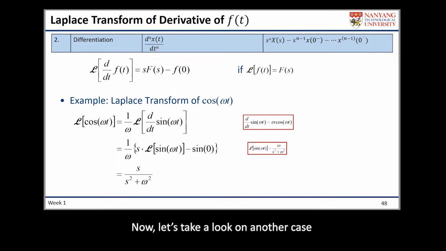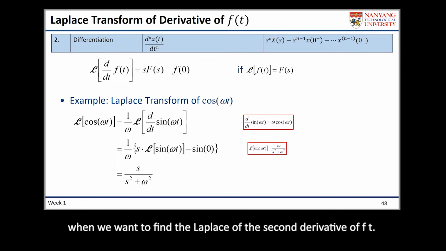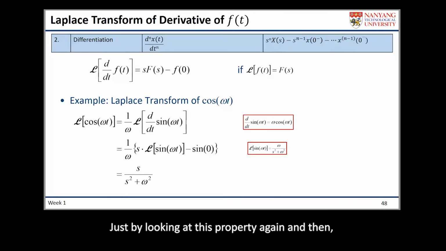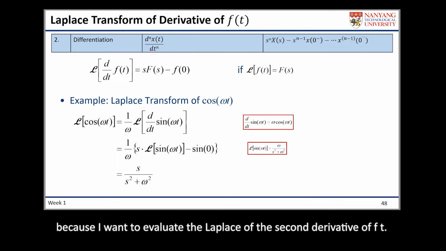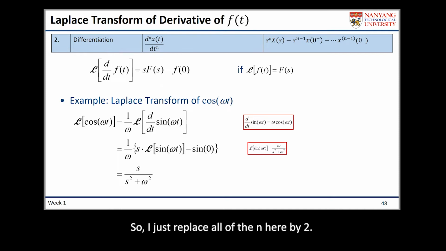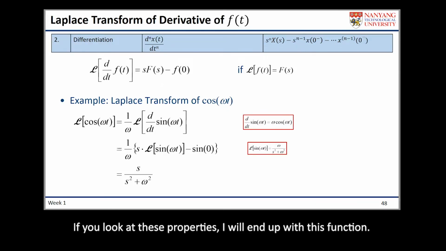Now let's take a look at another case, when we want to find the Laplace of the second derivative of f(t). How to do that? Just looking at this property again, I will replace all of the n's here in the Laplace domain by 2, because I want to evaluate the Laplace of the second derivative of f(t). If you look at these properties, I will end up with this function.